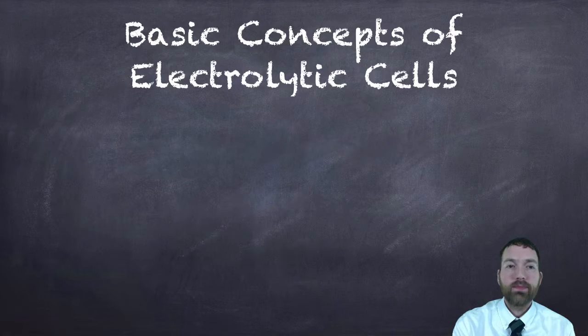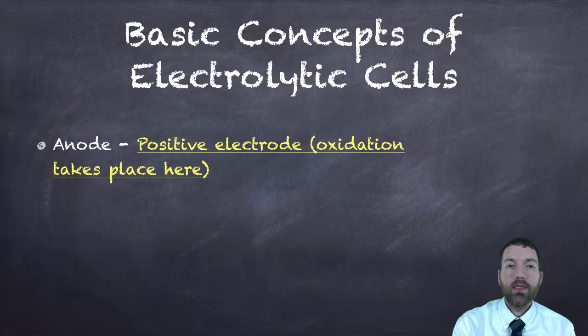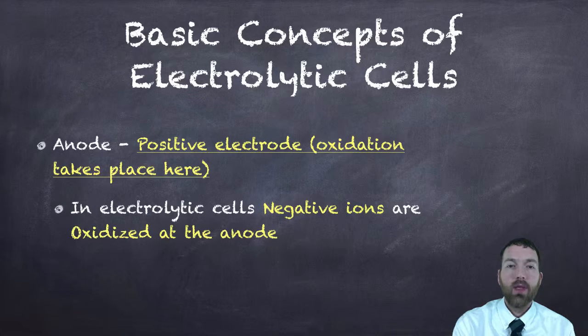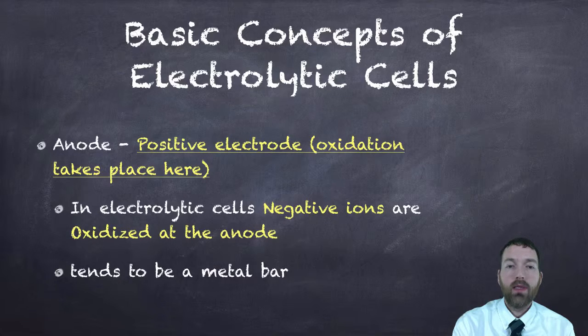The anode is the positive electrode. Note the sign has changed again. The anode was negative in an electrochemical cell. It is now the positive electrode in the electrolytic cell. But oxidation still takes place here, so you can remember an ox. In an electrolytic cell, negative ions are oxidized at the anode, and it tends to be a metal bar.